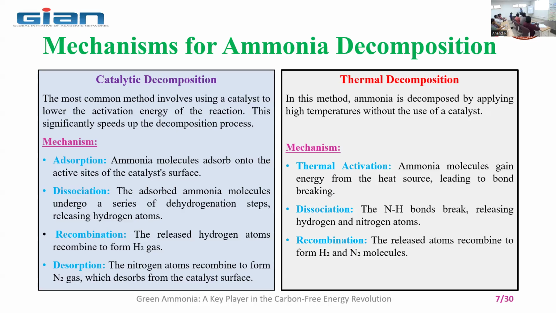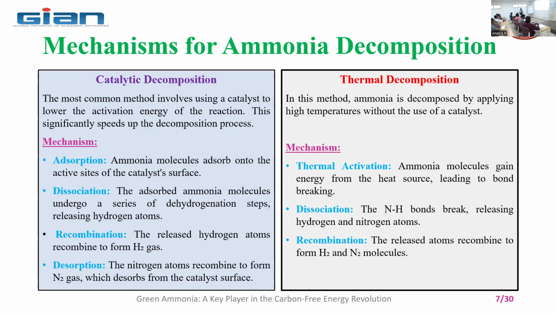Adsorption is a method where the ammonia is adsorbed onto the active sites of the catalyst surface. Dissociation: the adsorbed ammonia molecule undergoes a series of dehydrogenation steps, releasing hydrogen atoms. Recombination: the released hydrogen atoms recombine to form hydrogen. Desorption: the nitrogen atoms recombine to form nitrogen. So ammonia is adsorbed, then because nitrogen needs more energy than hydrogen, once the particular heat is attained, the desorption releases the nitrogen.